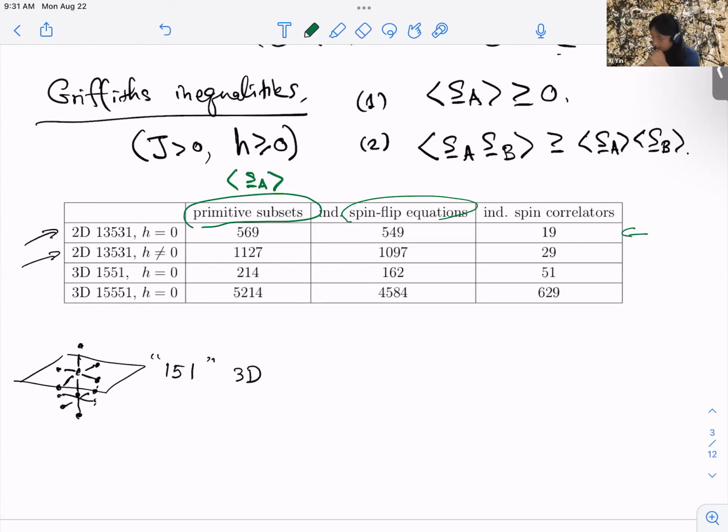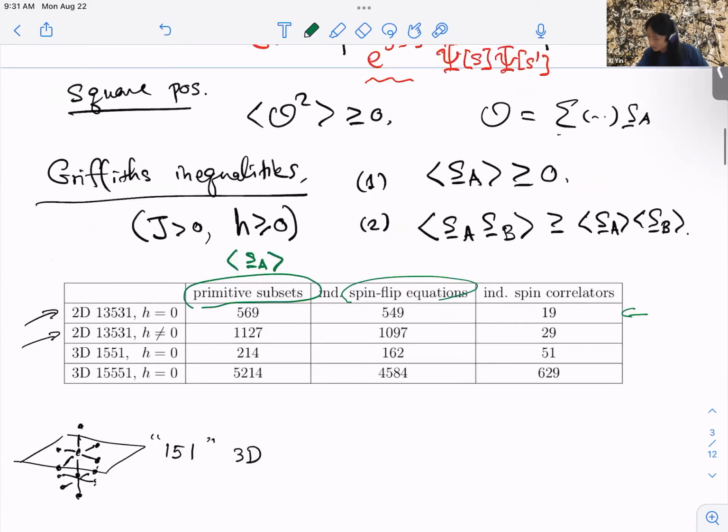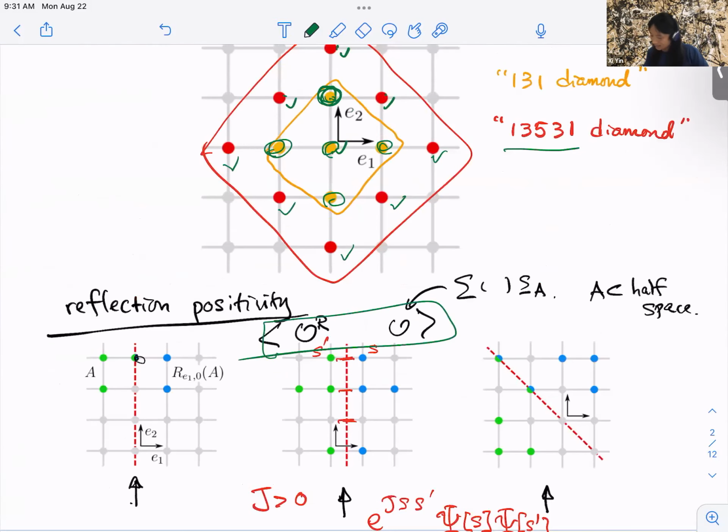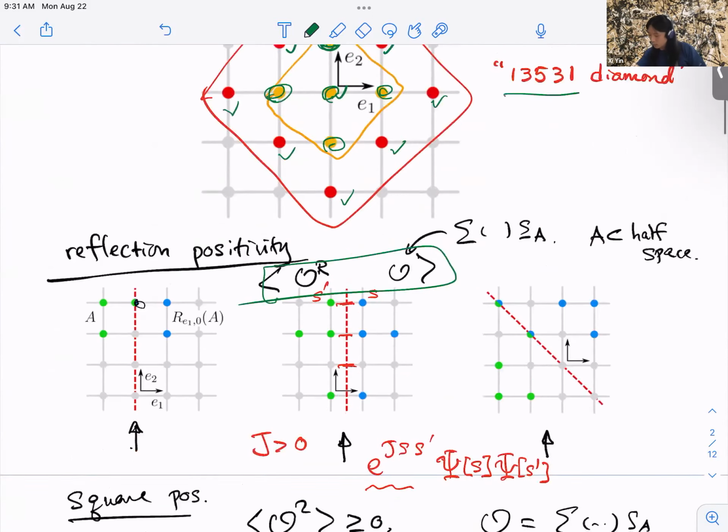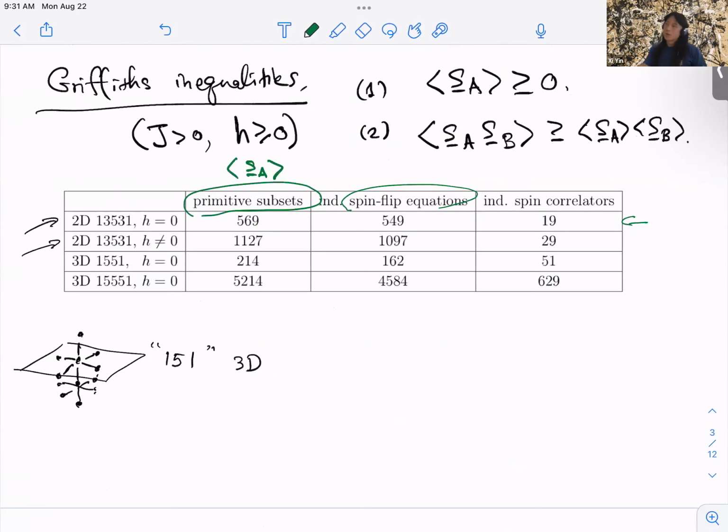I should say, however, that the reflection positivity condition will be expressed as some big matrices whose entries are linear, right? I emphasize that the entries of these matrices are linear because they're still just some correlators like this. So we have matrices whose entries are linear in these spin correlators. Once you solve these spin flip identities, the correlators are expressed in terms of these independent variables, but these matrices are going to be very dense.